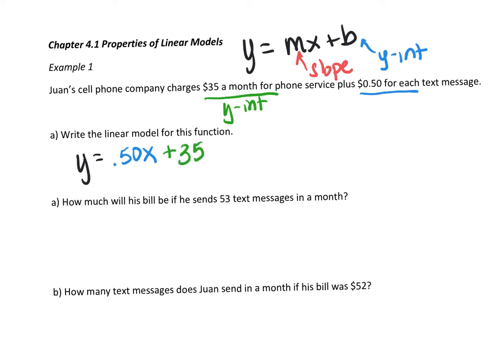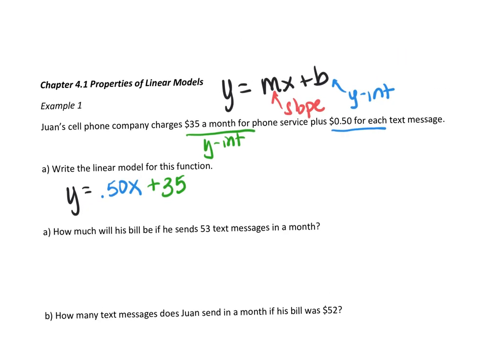And it says, how much will his bill be if he sends 53 text messages in a month? So another way to write this equation, which may help you, is to write it with the actual variables. And we know that y stands for the price. So your price is actually equal to 50 cents times each text message that you're sending, plus the $35 you're spending every month.